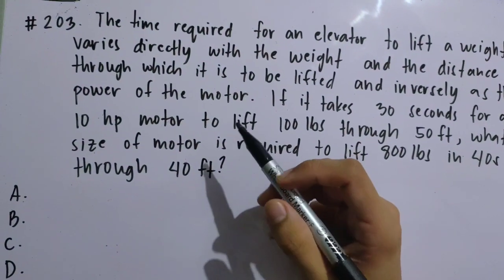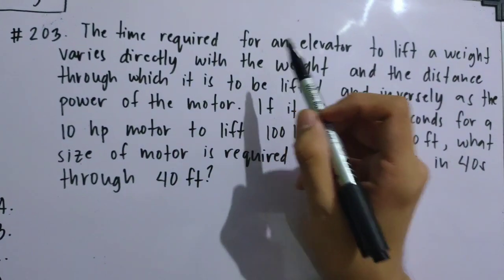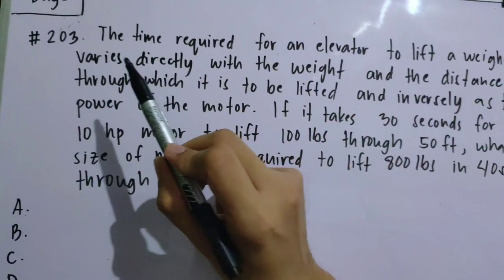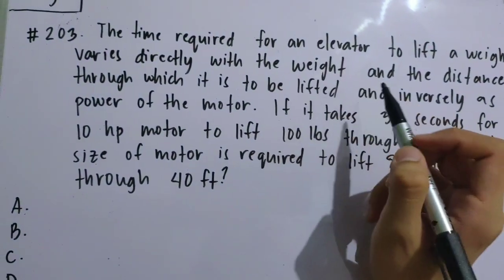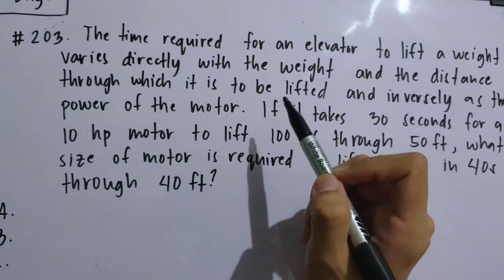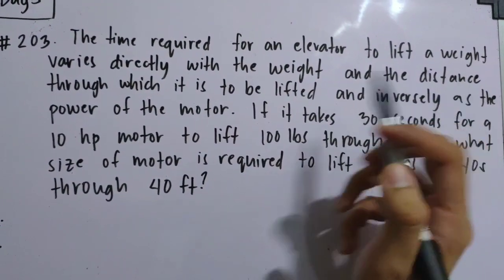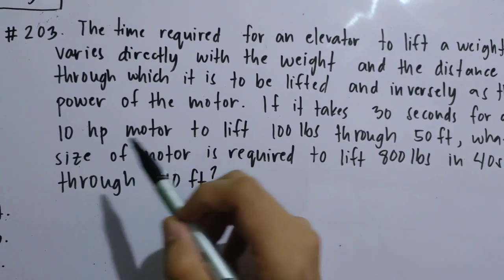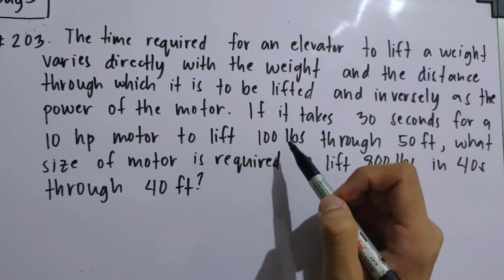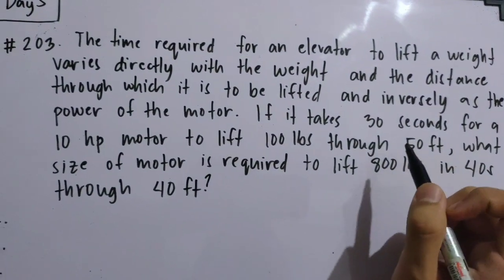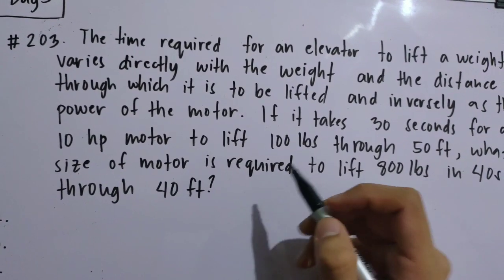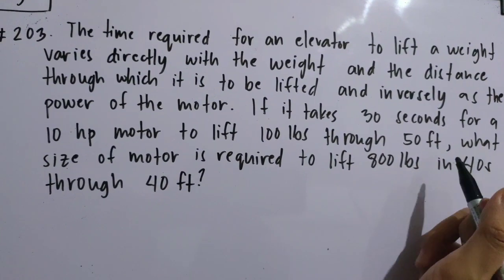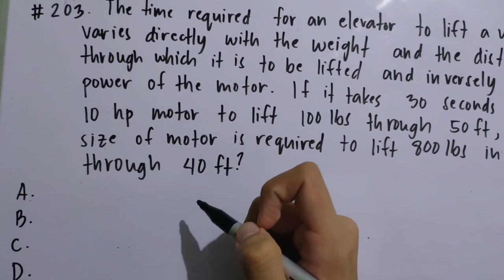Number 203. The time required for an elevator to lift a weight varies directly with the weight and the distance through which it is to be lifted, and inversely as the power of the motor. If it takes 30 seconds for a 10 HP motor to lift 100 pounds through 50 feet, what size of motor is required to lift 800 pounds in 40 seconds through 40 feet?